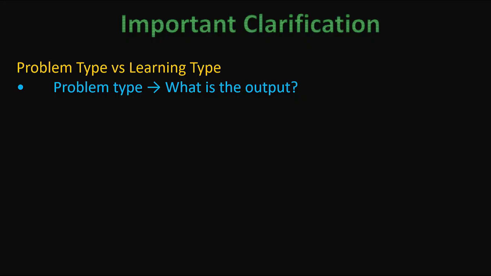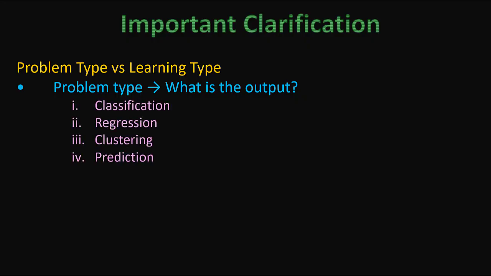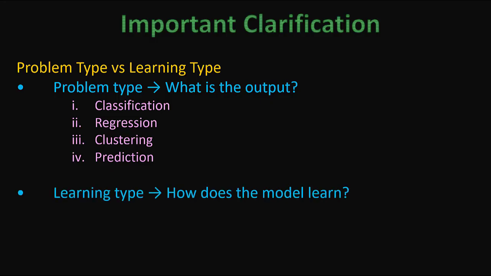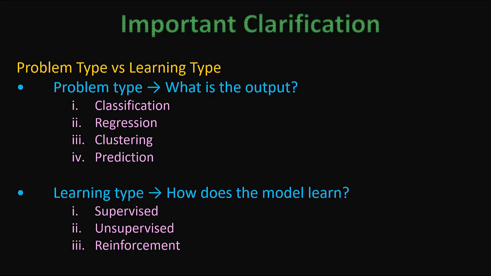Problem type is what the output is. This we did in the previous video: classification, regression, clustering, and prediction. Now in terms of learning type, it tells us how the model learns. In that case, we have supervised learning, unsupervised learning, and we will see semi-supervised learning and reinforcement learning.